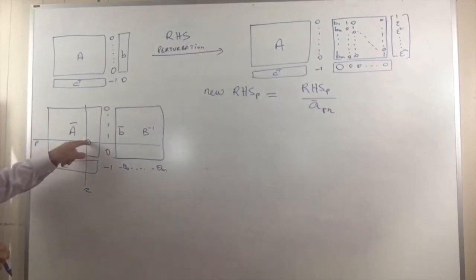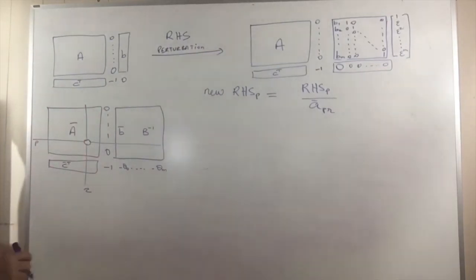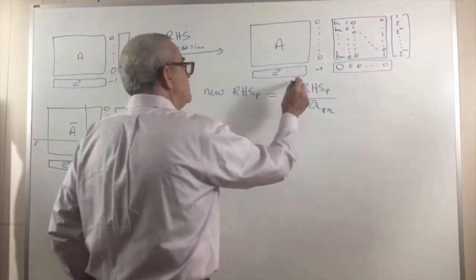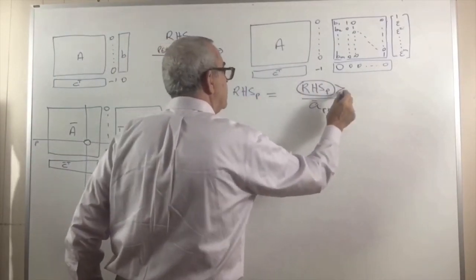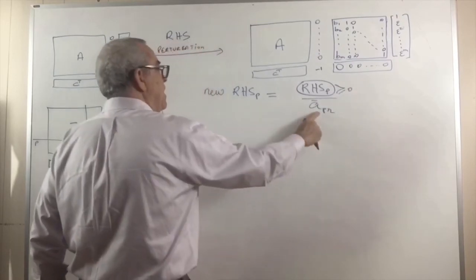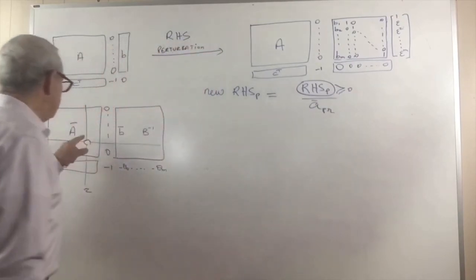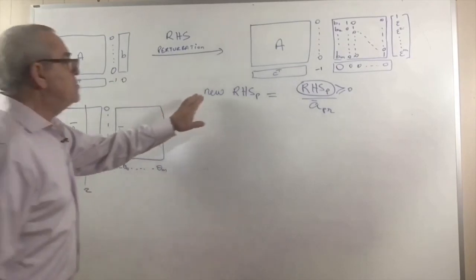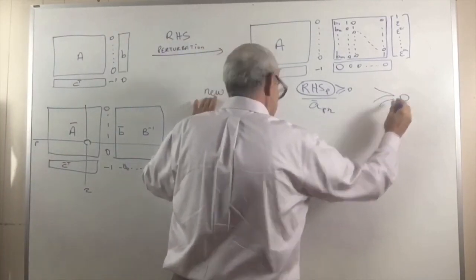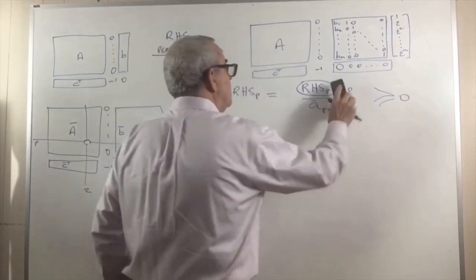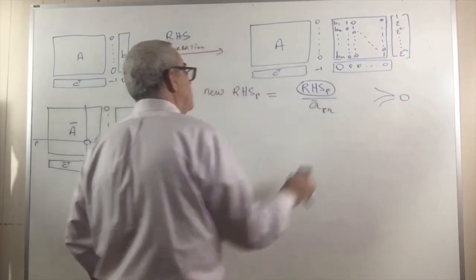We want to put a 1 here. So this is lexicographically greater or equal to 0, and I'm dividing it by a positive element. We only pivot on positive elements. So this new right-hand side of P is lexicographically greater or equal to 0. No problem for the pivot row.